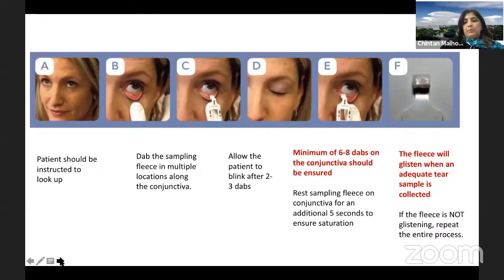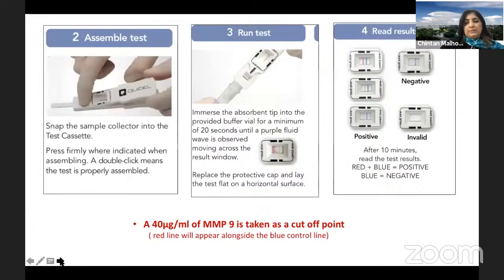And once a minimum of 6 to 8 dabs have been taken, this is put in the buffer solution, and then it shows a red and a blue line, which shows us that the test is positive. A 40 nanogram per milliliter level of MMP9 is taken as a cutoff point. So if it's more than 40, it does signify that the patient has a significant amount of inflammation. Where this could help us clinically is that treating patients with anti-inflammatory agents, for example, cyclosporin or tacrolimus, might be more beneficial in these patients.